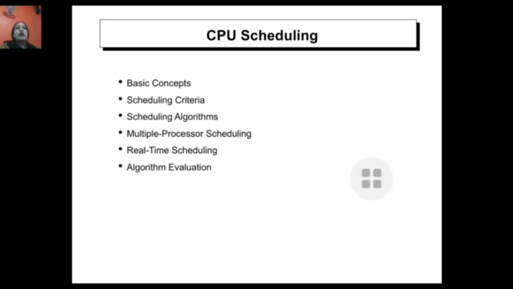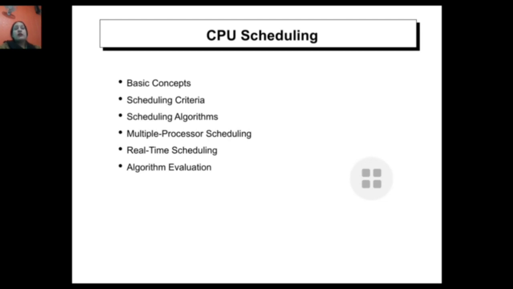It means we have to maximize the CPU utilization by using the multi-programming concept. Now in it, CPU and input-output burst cycles are used, in which the process execution consists of a cycle of CPU execution and input-output wait.